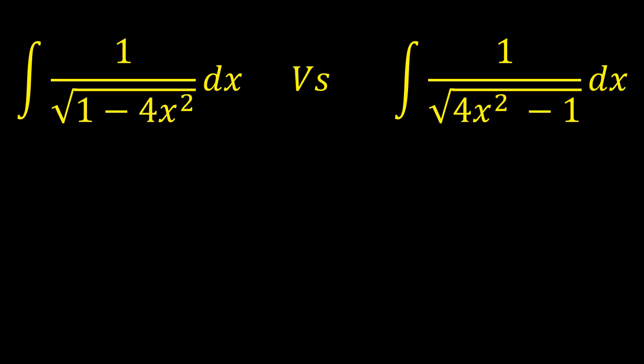In today's video, friends, we shall be looking at these two integrals. That is the integral of 1 over the square root of 1 minus 4x squared dx versus the integral of 1 over the square root of 4x squared minus 1 dx. Please stay tuned and watch this video from start to finish, because by the end of today, you shall be able to detect if these two integrals are the same or not, because they look pretty alike, except for the mode of subtraction, because here is 1 minus 4x squared, and here is 4x squared minus 1.